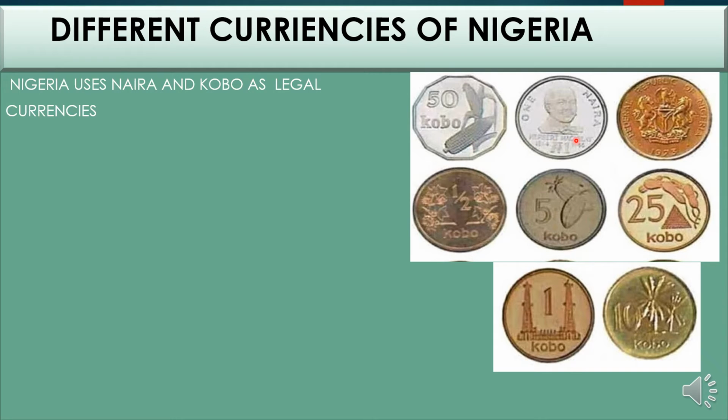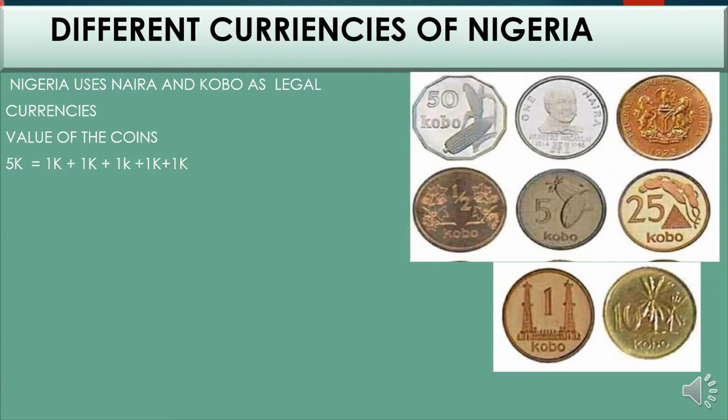This is 1 Naira coin. This is half kobo coin. This is 5 kobo coin. This is 25 kobo coin. And this is 1 kobo coin and 10 kobo coin. All together they are coins. Okay. Now Nigeria uses Naira and kobo as a legal currency.